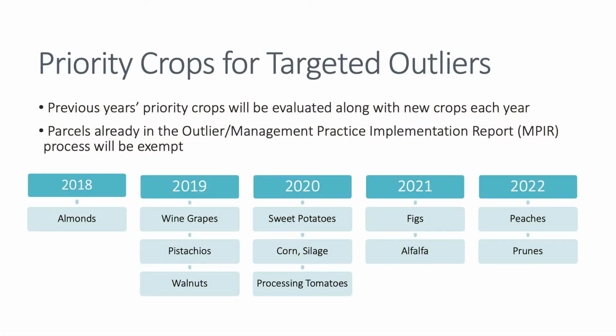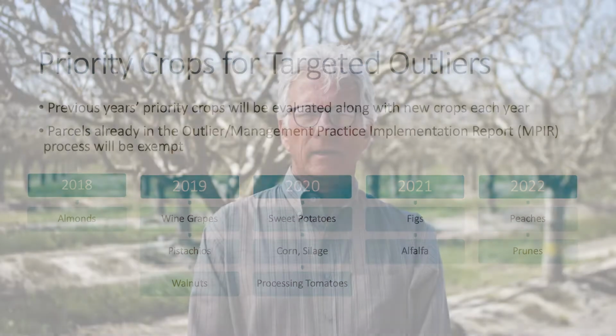So we started out with this outlier process last year with almonds. This year we have pistachios, walnuts, and wine grapes. Next year, we're going to be focusing on sweet potatoes, corn silage, and processing tomatoes. And then in coming years, figs, alfalfa, peaches, and prunes. Now, this year, we're also going back to the almond data, and if there are growers whose 3-year averages indicate an outlier field, then those are added to the outreach and education process that we are now doing with pistachios and the other crops.